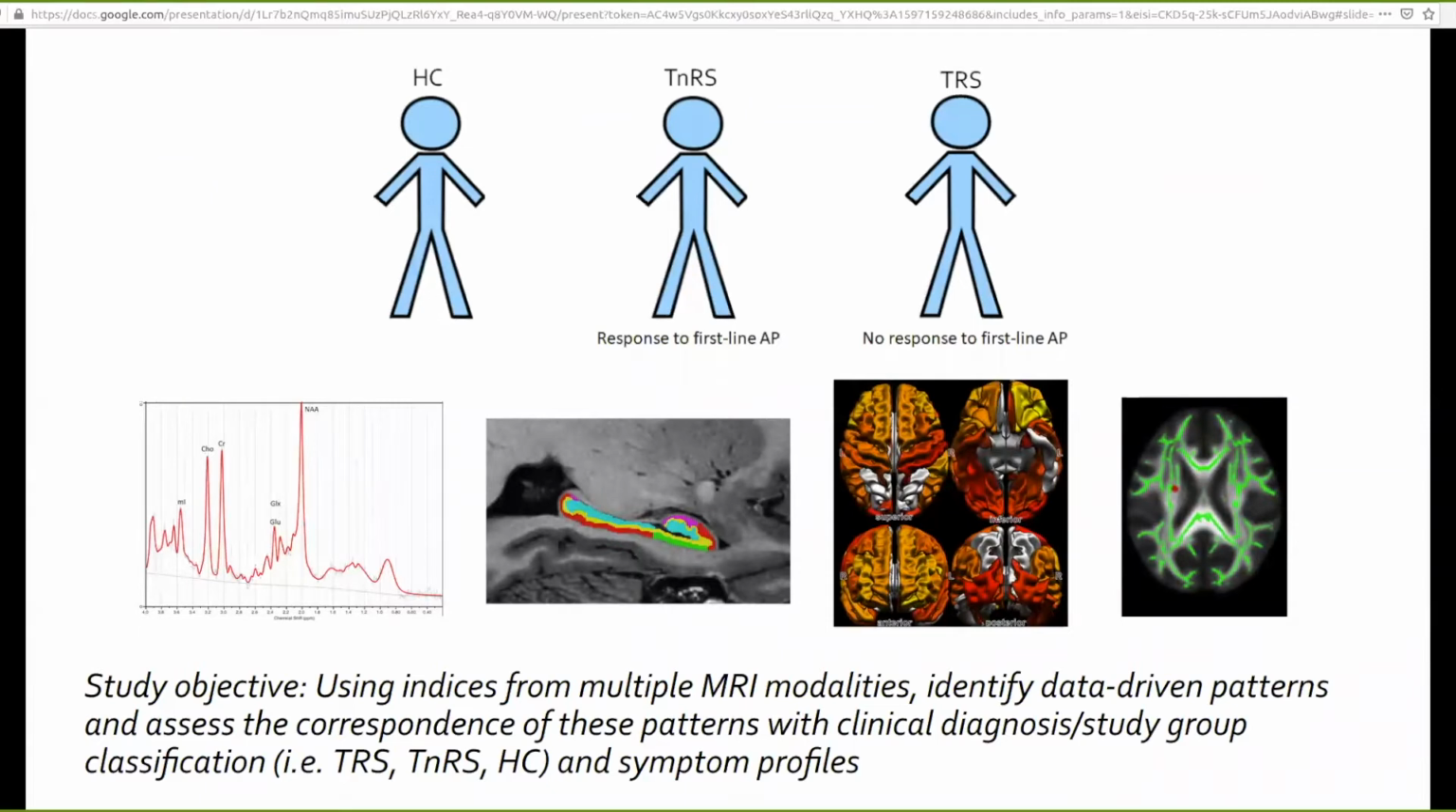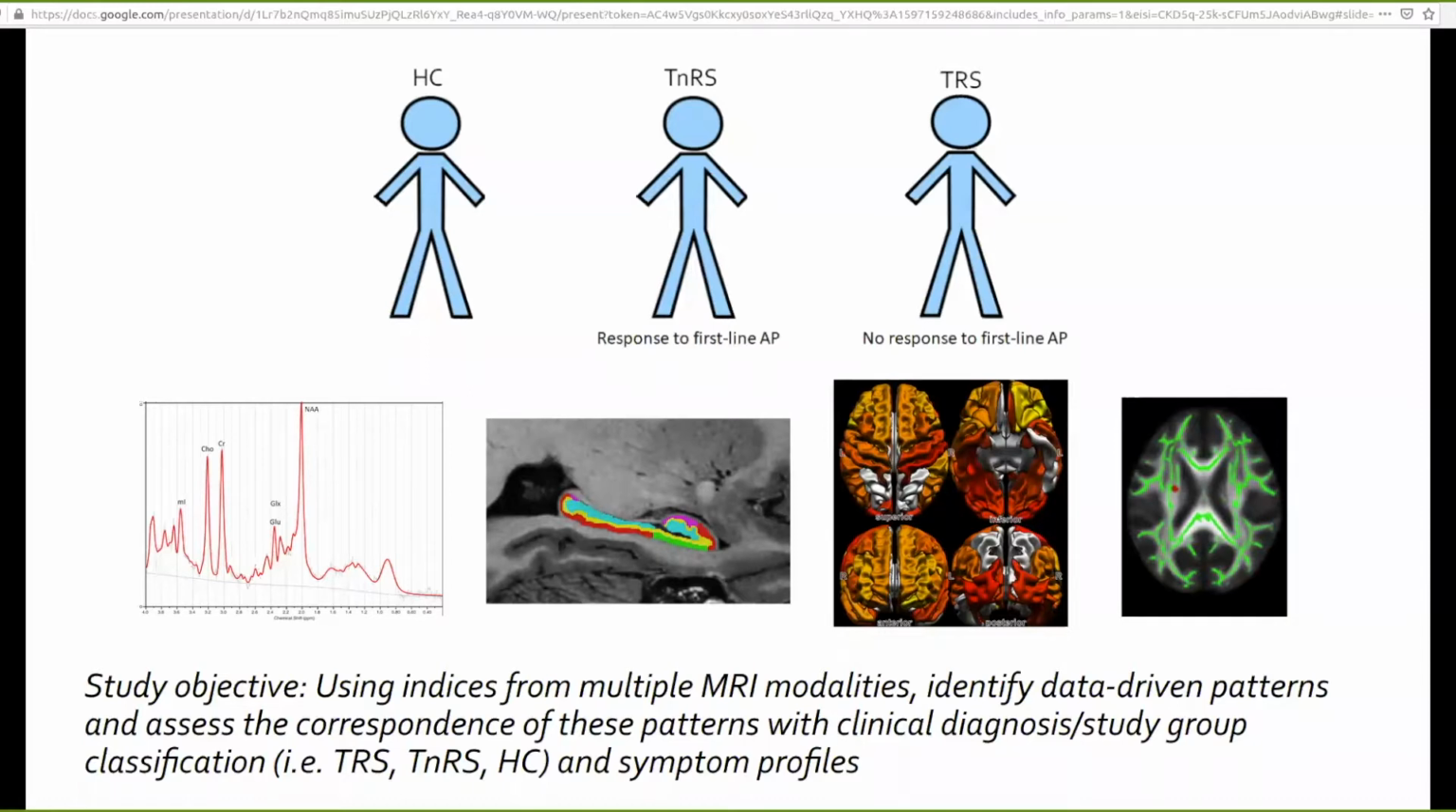So in the current work, we adopted a study objective to use multimodal neuroimaging to identify data-driven patterns within a sample composed of patients with TRS, patients who responded to treatment, that's treatment non-resistant schizophrenia, TNRS, and healthy controls, and assess the correspondence of these patterns with group classification and symptom profiles.